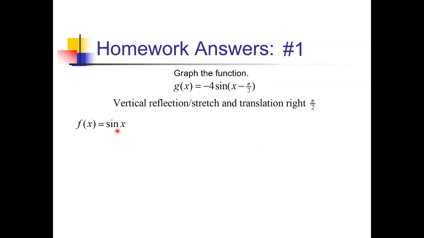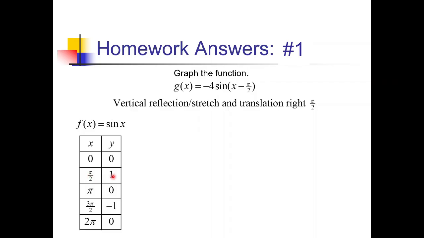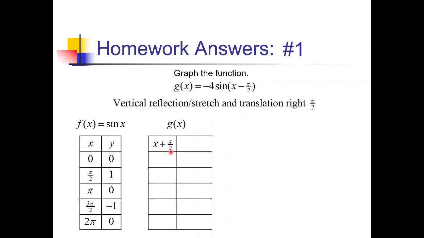All right, let's do our parent table for sine of x. So from 0 to 2 pi, we've got 0, 0, pi over 2, 1, pi, 0, 3 pi over 2, -1, and 2 pi, 0. And now to incorporate these changes in the g of x function that we're using to actually graph this, for the x's, since we're going right by pi over 2, we have to do x plus pi over 2. And then for the y's, to get both the reflection and the stretch, we need to multiply -4 by the y values.